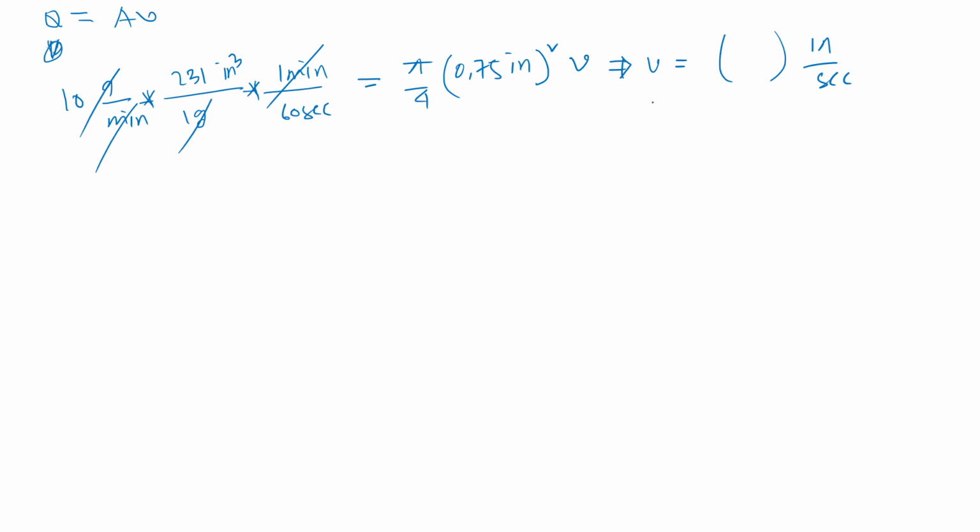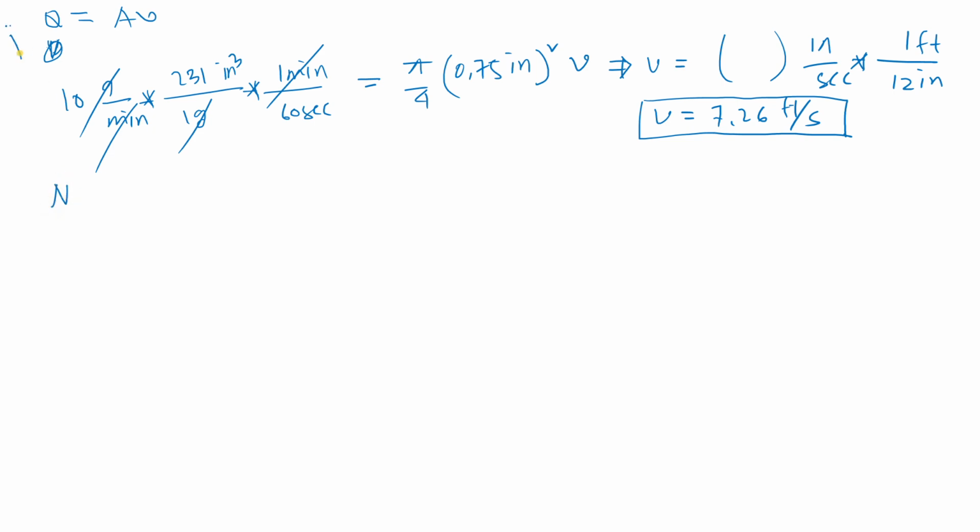So there will be a number here. Then you have to convert that inches to feet. So 12 inches is 1 foot. If you perform all these calculations correctly, I found 7.26 feet per second for the velocity. So this is my step number 1.